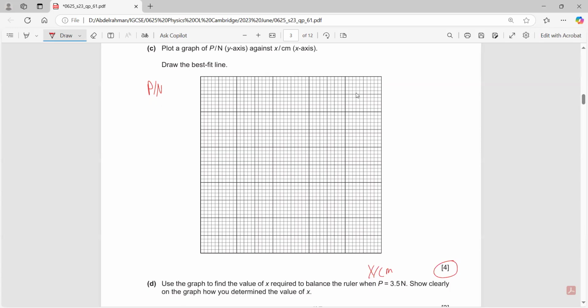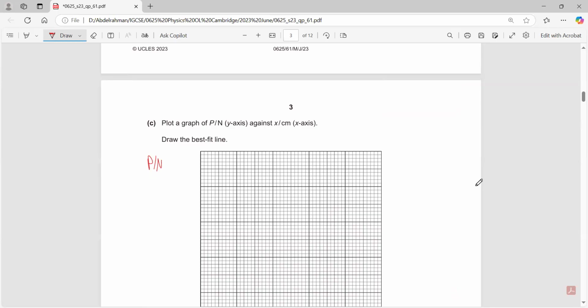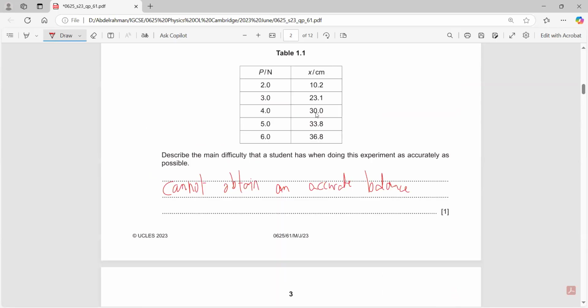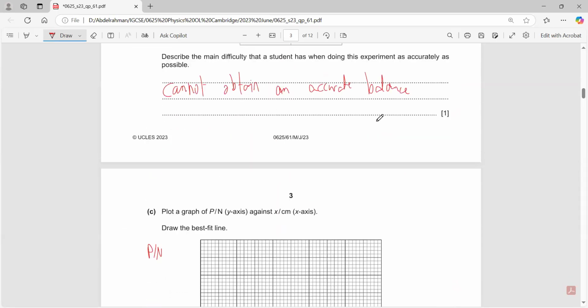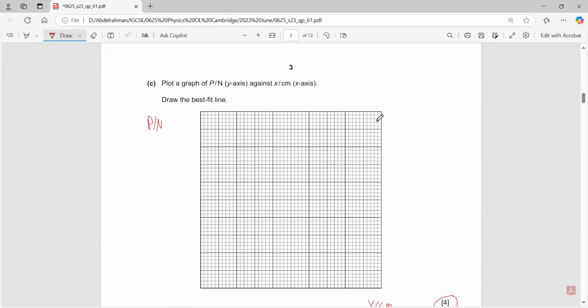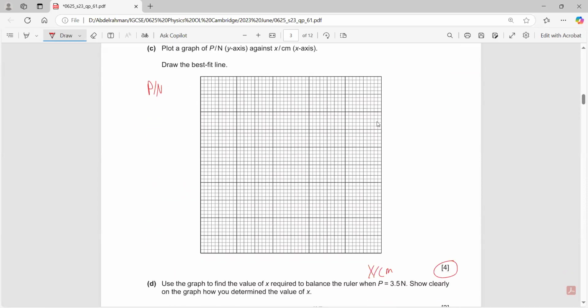Second, I need to scale the graph. On the y-axis, I have P, which starts off with 2, 3, 4, 5, 6. You can start off with 1 if you'd like, or with 2, which is also okay: 2, 3, 4, 5 and 6.